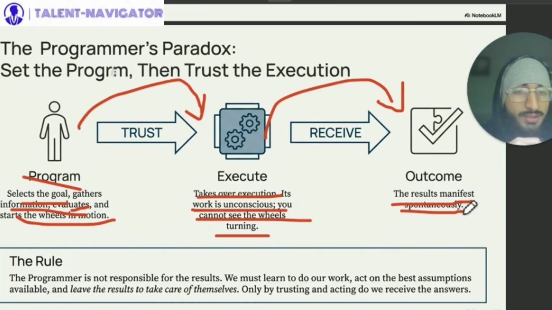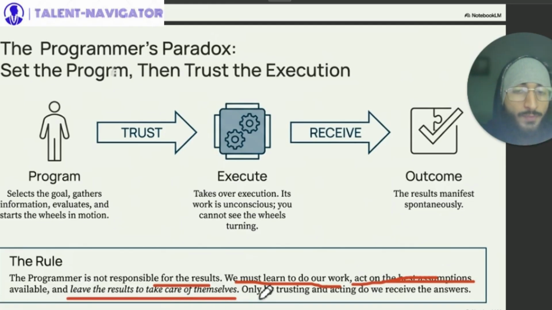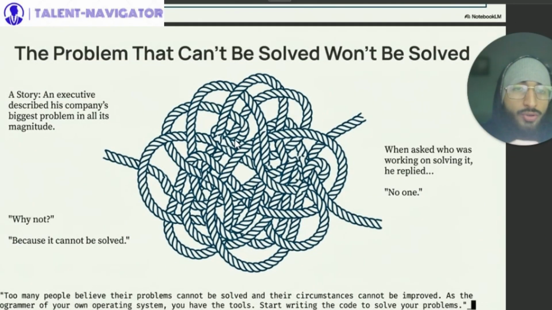The results manifest spontaneously. The rule is the programmer is not responsible for the results. We must learn to do our work, act on the best assumptions available, and leave the results to take care of themselves. Only by trusting and acting do we receive the answers. The problem that can't be solved won't be solved.